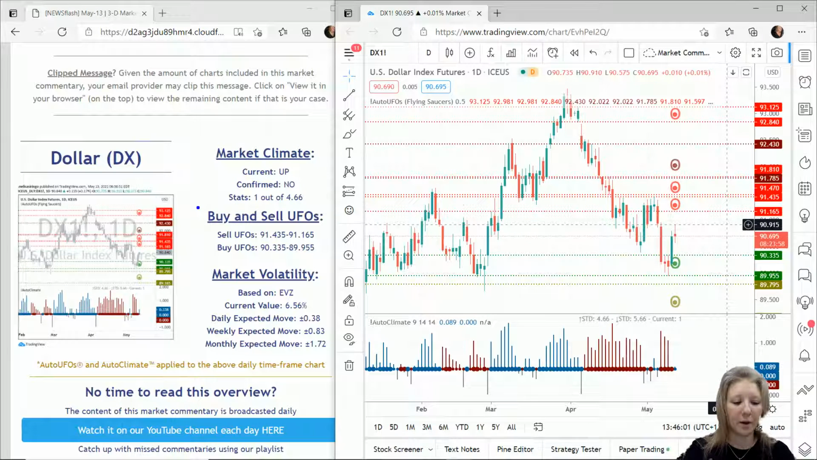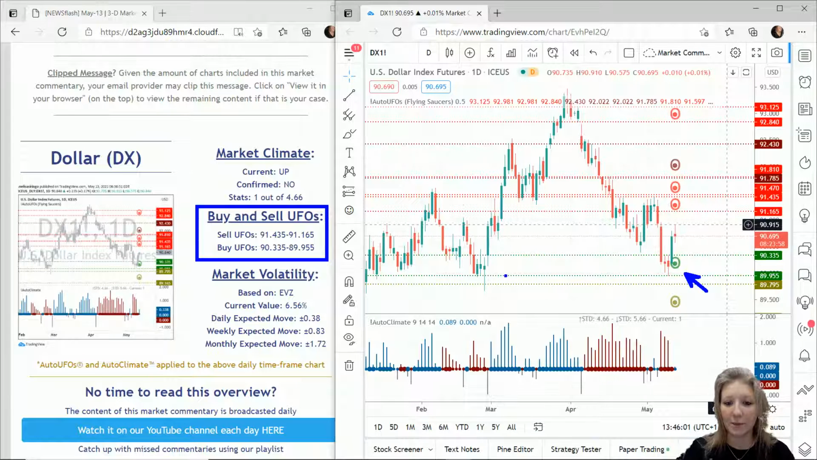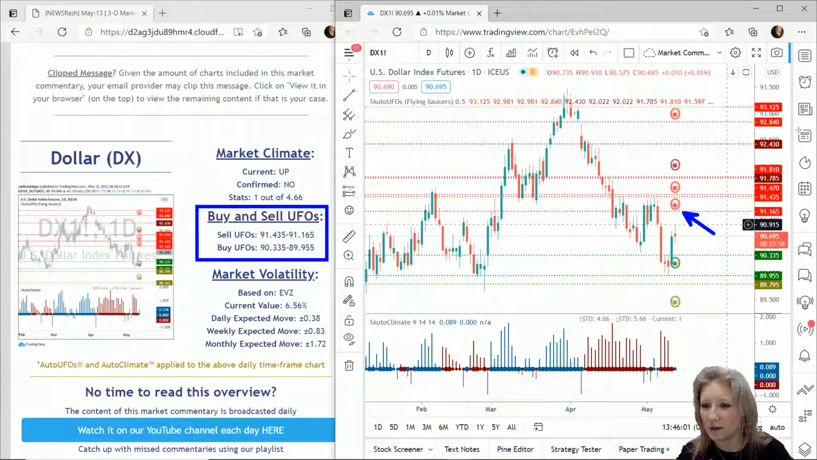Now when it comes to buy and sell orders, we have buy orders here which are new. They hit buy orders from before. New buy orders there, which is 90.335 to 89.955. And then sell orders up here at 91.435 to 91.165. So again, we're kind of in between them at the moment.